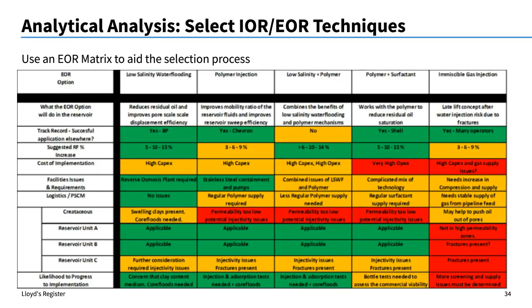So as you can see here, it's a very simple traffic light system. In red, you're saying, you would state maybe in this case for polymer, the permeability is too low, potential injectivity issues. The orange is just like a traffic light, it's amber, you know. So in a sense, the amber means perhaps that you need to investigate it further to assess if the technique is fully viable. And green means go. So in effect, it's acceptable for the reservoir.